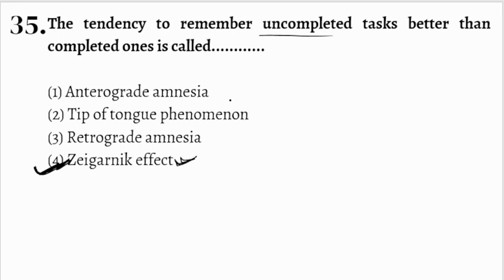Then we have anterograde amnesia, which is a disorder where we are not able to form new memories. And in retrograde, we are not able to remember the previous memories that we have. Tip of the tongue has to do with retrieval. The person is not able to retrieve whatever memory they have stored.